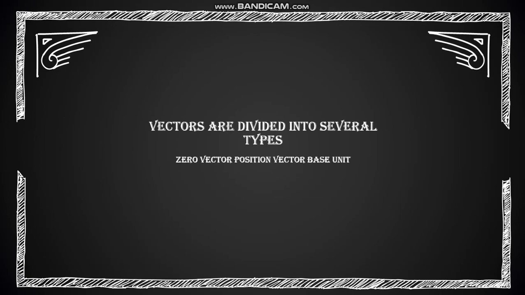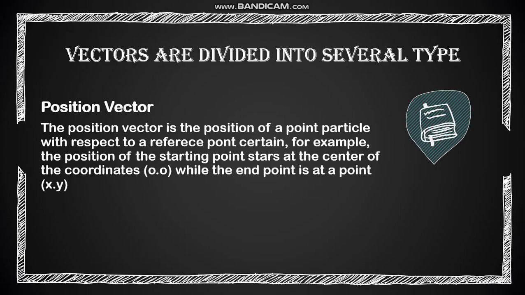And 2. Vectors are divided into several types. Position vector. The position vector is the position of a point or particle with respect to a reference point. For example, the starting point is at the center of the coordinates 0, 0, while the end point is a point x and y.